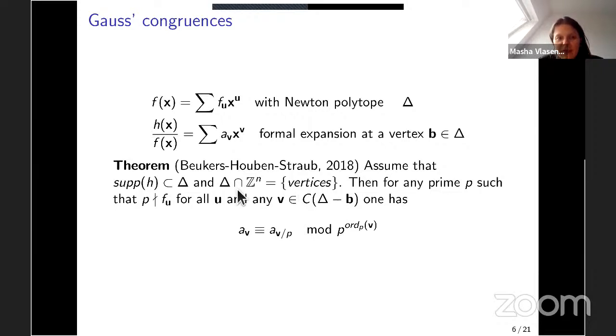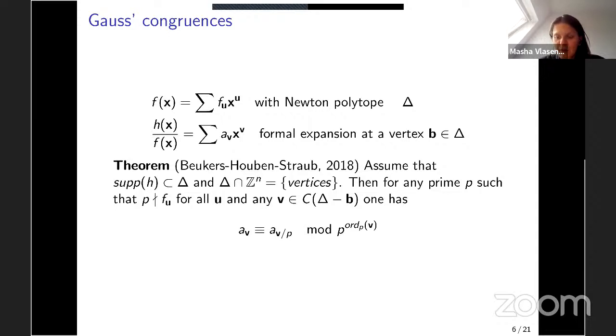So under this assumption, and assuming that h is supported in delta, so in particular, the thing here is supported in the cone on delta minus the vertex b, then for all primes which do not divide the coefficients of f, we have the following congruences for the expansion coefficients. Namely, for every vector v in the cone, the respective coefficient at v is congruent to the coefficient at v divided by p to some power of p. And this power of p is the minimal power which divides all coordinates of the vector v. This was proved by Frits and collaborators in 2018, but again, the method that we developed also applies to this congruence and sort of explains it.